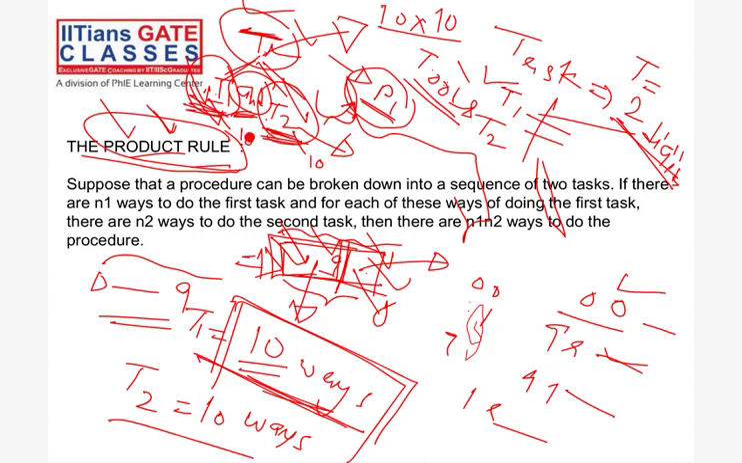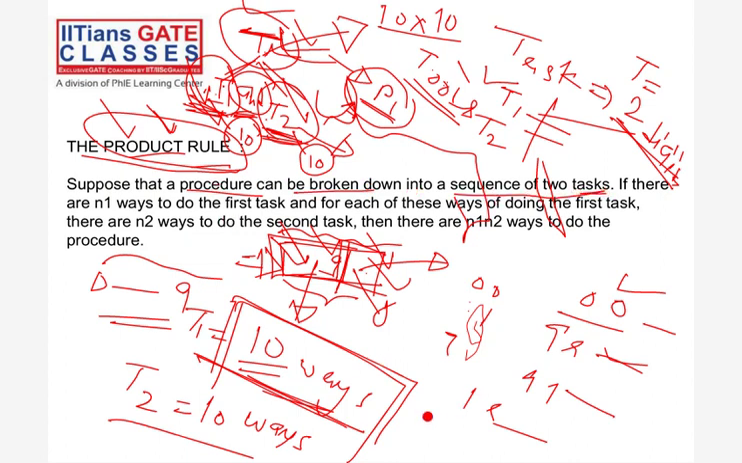The product rule is saying that if there are n1 ways to complete task T1, and n2 ways to complete task T2, then there are n1 multiplied by n2 ways to complete task T. So this is our product rule. You can see this product rule definition here. Suppose a procedure or a task can be broken down into a sequence of two tasks.